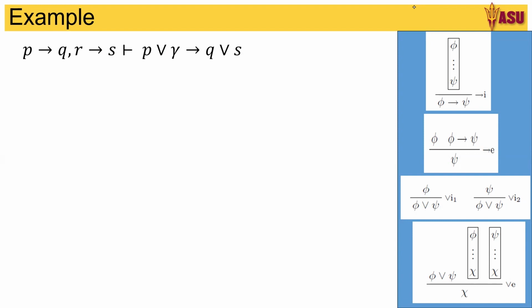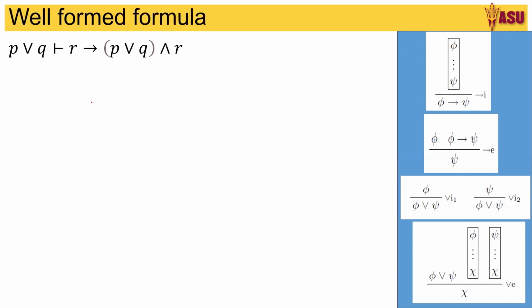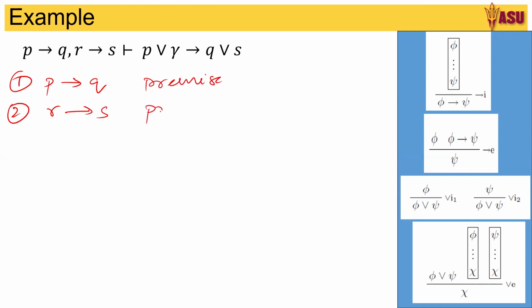Now, given these formulas, let's look at how to solve this example, where P implies Q and R implies S is given to us. In the premise, we have two parts. The first premise is P implies Q, and the second premise is R implies S. Given this, we need to prove that P or R implies Q or S.